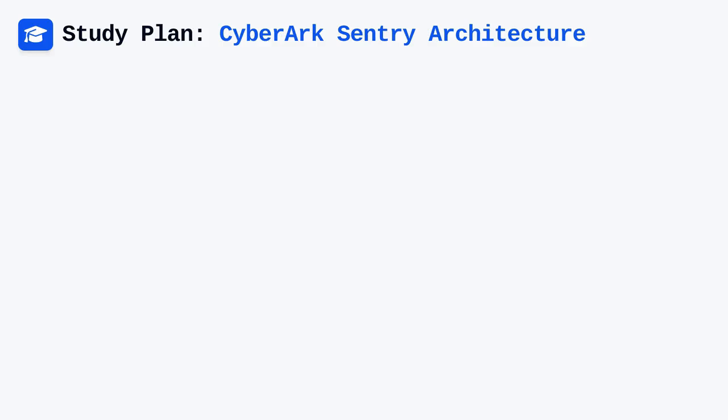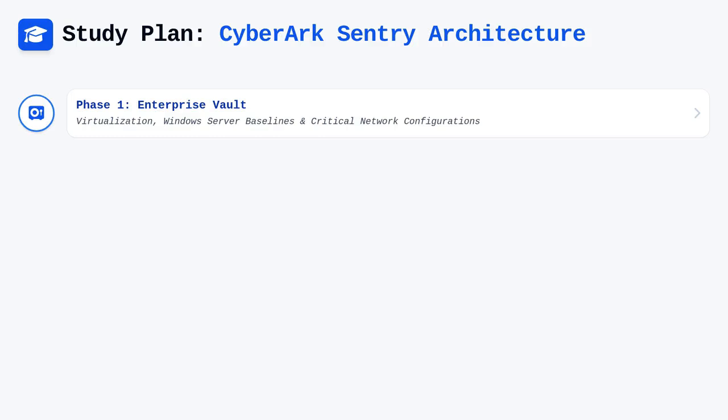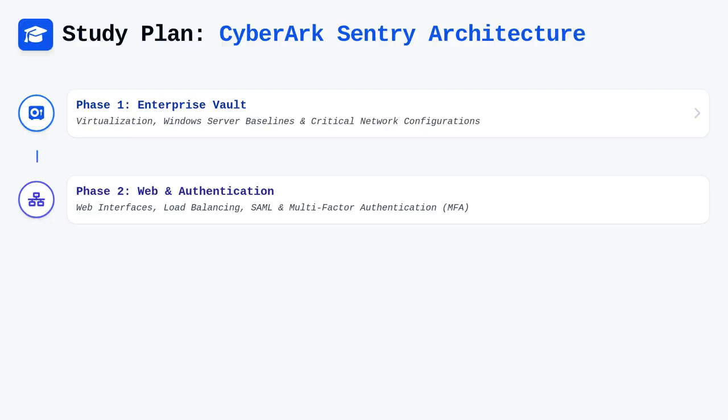Our study plan follows a logical progression that mirrors the architecture of a production-grade CyberArk environment. We begin by establishing the Enterprise Vault, where we address virtualization requirements, Windows Server baselines, and the critical networking configurations that dictate Vault connectivity. From there, we move into the integration of web interfaces, load balancing, and complex authentication flows, including SAML and multi-factor authentication.